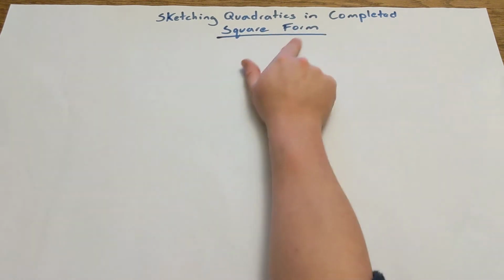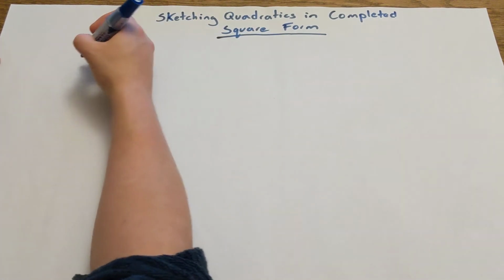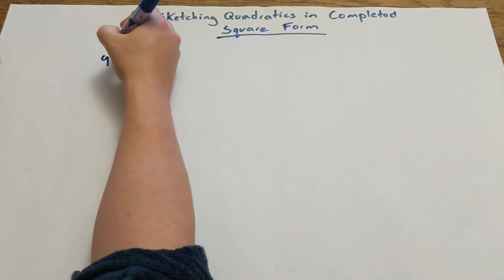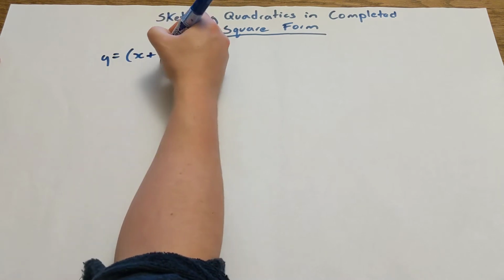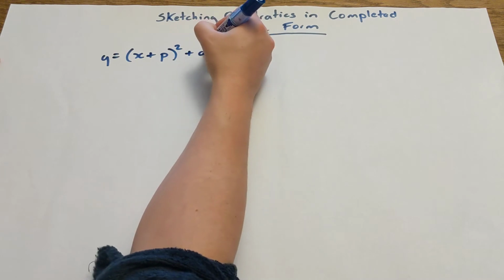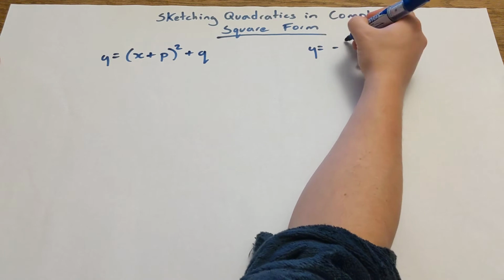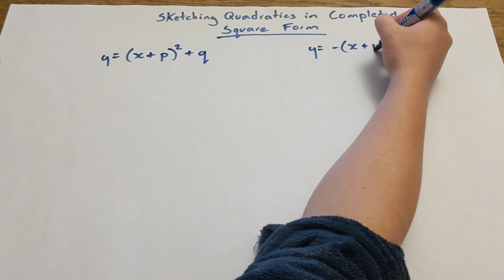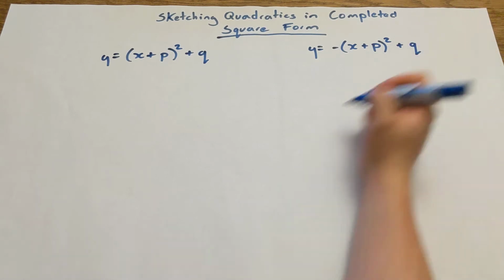So first off, we need to remember what this means. Completed square form is when the equation looks like this: y equals (x plus p) all squared plus q. Or it could be y equals negative (x plus p) all squared plus q.